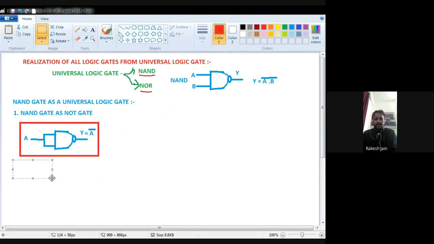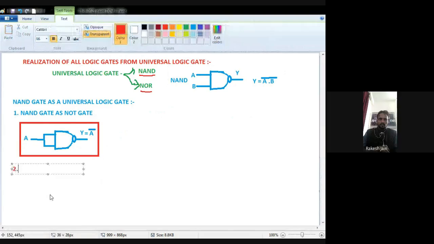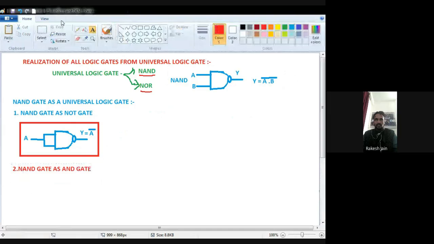Okay. Now the second case, how a NAND gate can be used as an AND gate. See very carefully. Now first of all, as the name implies, I have to use the NAND gate. Let's suppose two inputs are there, A and B. Then the output will be equal to A dot B having the bar. This is the representation of the NAND gate.